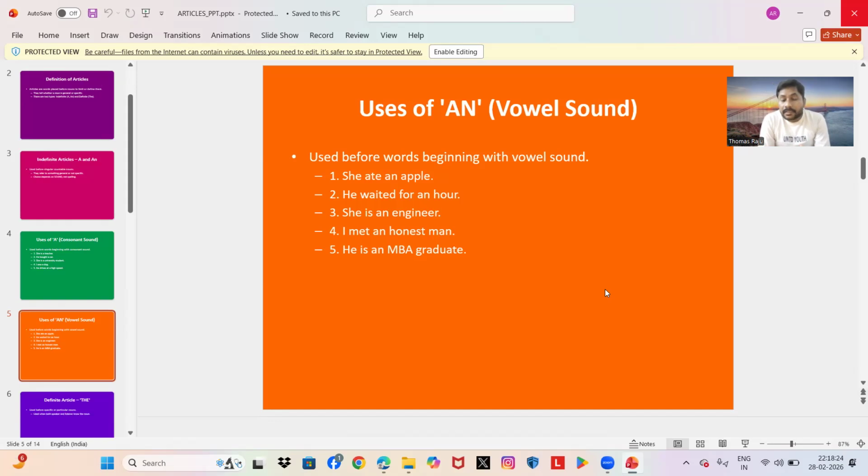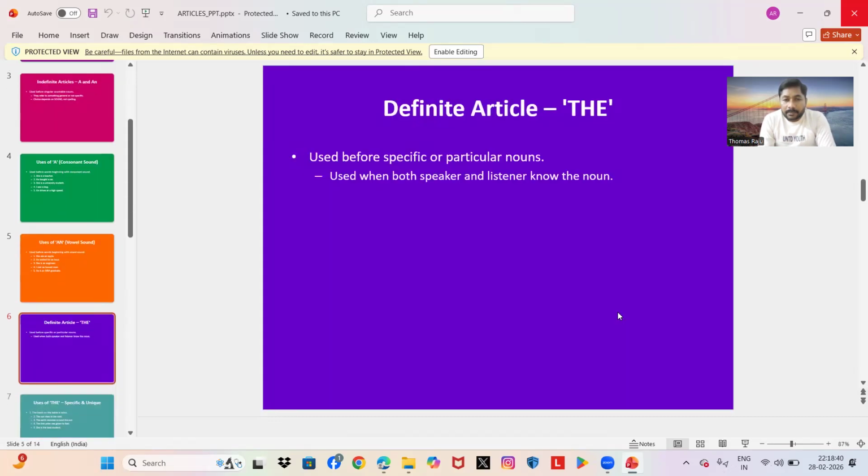He is an MBA graduate. So here M is a consonant. Though M is a consonant, it begins with a vowel sound: "em, bee, ay." So this is a vowel sound. So this is about the indefinite article. Now let us see the remaining.